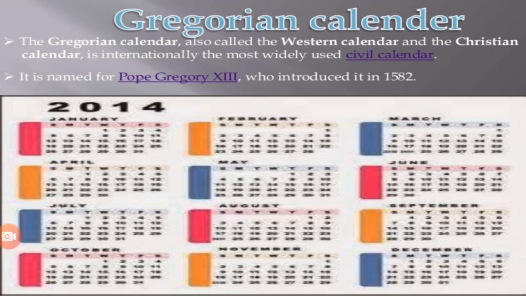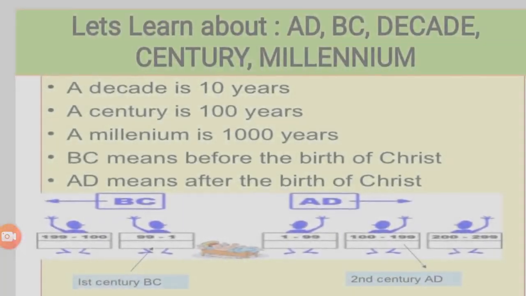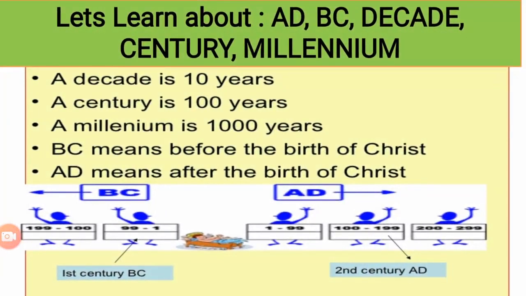And guys, here is the Gregorian calendar, which was made by Pope Gregory, and he introduced that calendar in 1582. This calendar dates back to when Hazrat Isa alayhi salam was born. Let's not forget, I have told you the difference between decade, century, and millennium. A period of 10 years is known as a decade, a period of 100 years is known as a century, and a period of 1,000 years is known as a millennium. And BC means before the birth of Christ, and AD means after the death of Christ, right?